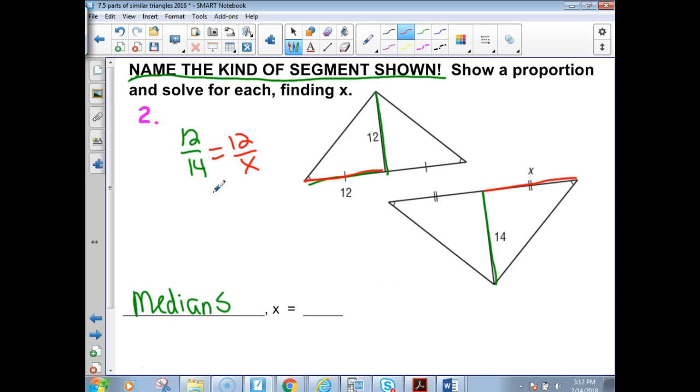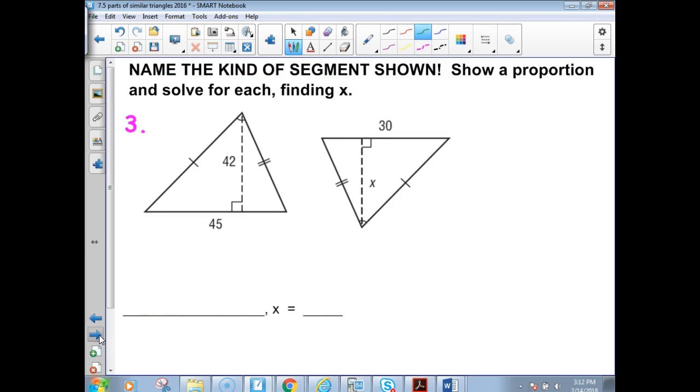All right, cross products are equal. So 12 times x equals 14 times 12. Can anybody already know what the size of this thing's going to be? 168, and then divide by 12, and I bet you got 14. So how might we have looked at this logically? Do you see how these are both 12? Go ahead, Cadence. Yeah, if these are 12, 12, 12, this has to be 14, 14, 14. But that's not going to normally happen. Not too often are we going to see that.